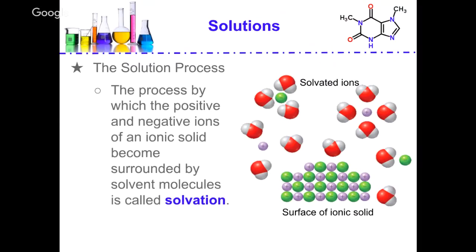The process by which the positive and negative ions of an ionic solid become surrounded by solvent molecules is called solvation. So if you look at the picture on the right, you have water molecules that will surround the ionic solid. Remember, ionic solids are crystals that are made of positive and negative ions. The green negative ions are going to be surrounded by the hydrogen atoms in water, and the purple positive ions are going to be surrounded by the negative oxygen in water.